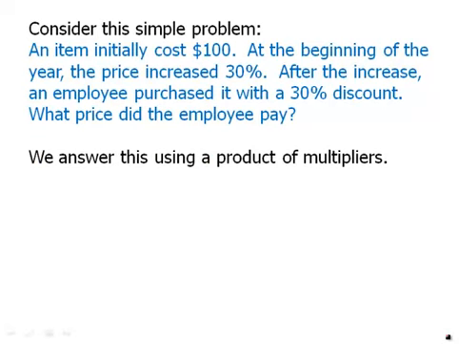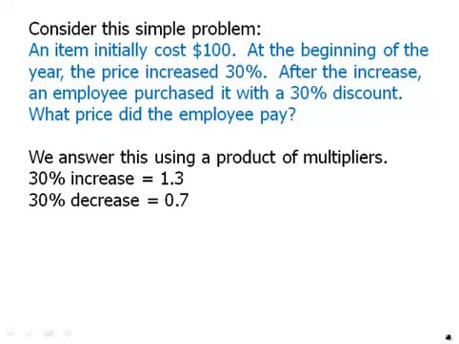We answer this using a product of multipliers. A 30% increase is a multiplier of 1.3. A 30% decrease is a multiplier of 0.7. And so we just multiply 100 by each one of those multipliers. So 100 times 1.3 times 0.7 gives us 91. And that's the actual price that the employee paid.